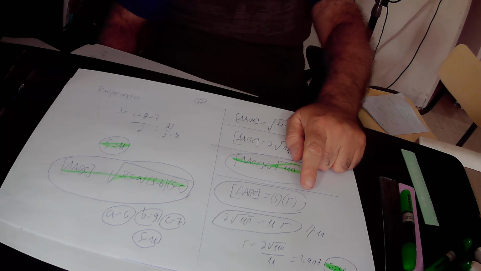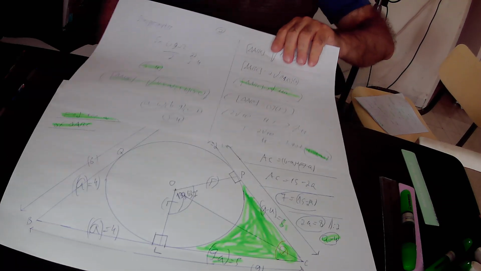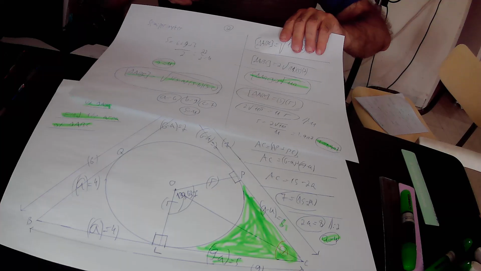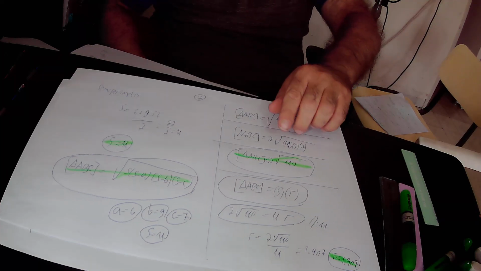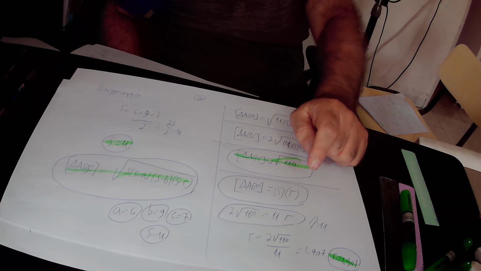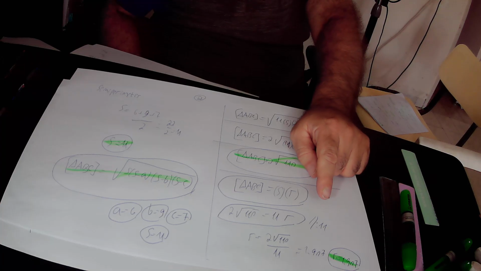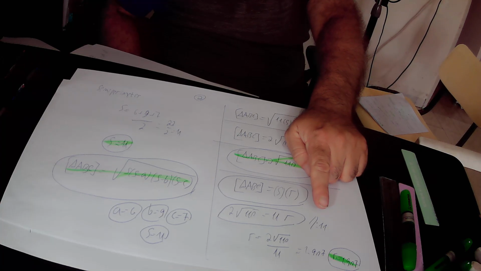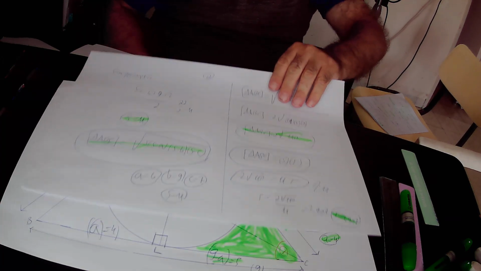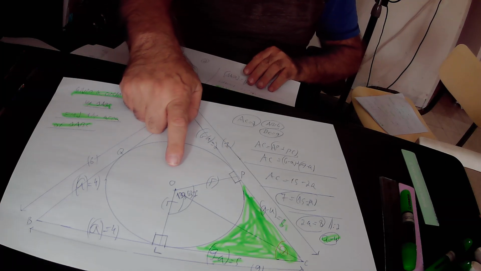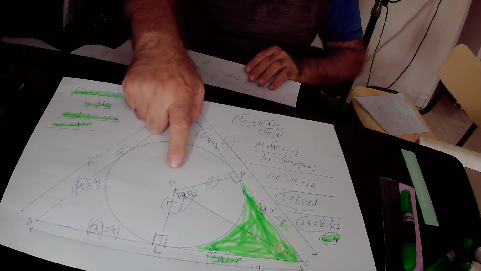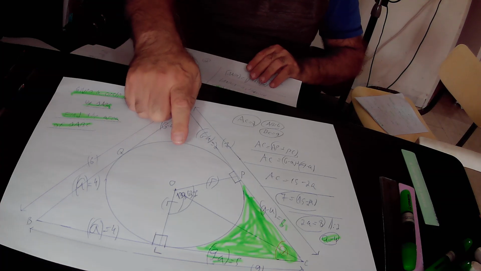Here we divided this equation by 11 and found out that the radius R of this circle that is inscribed in triangle ABC equals 2 times the square root of 110 over 11. 2 times the square root of 110 over 11 is 1.907 units. So the radius of this circle R equals 1.907 units in length.